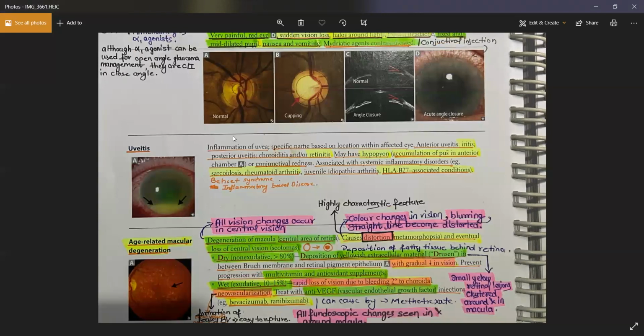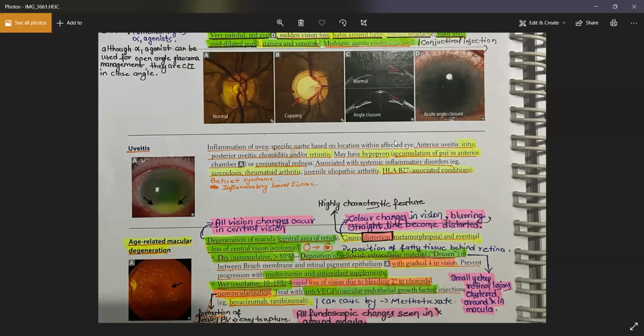You have the uveitis, which is the inflammation of the uvea. That means my iris and my ciliary body. You have many types of uveitis. It could be anterior type, it could be posterior type. The anterior type is known as iritis, in which you have only inflammation of the iris, not the ciliary body. In case of posterior uveitis, you have a choroiditis, that means inflammation of the choroid, or even the retina.